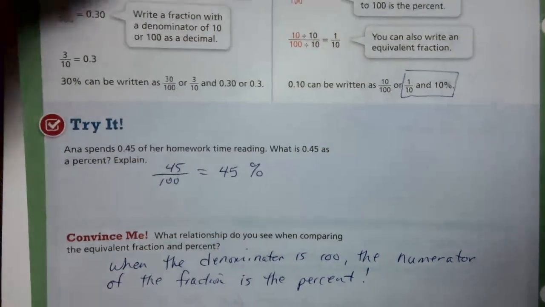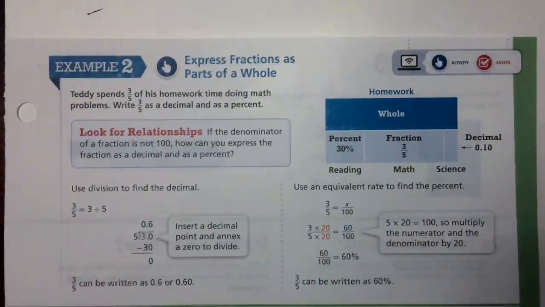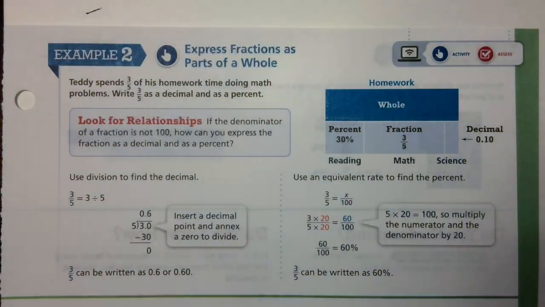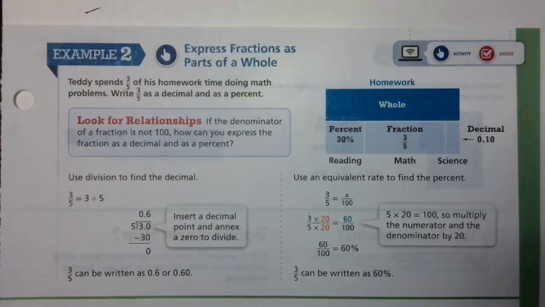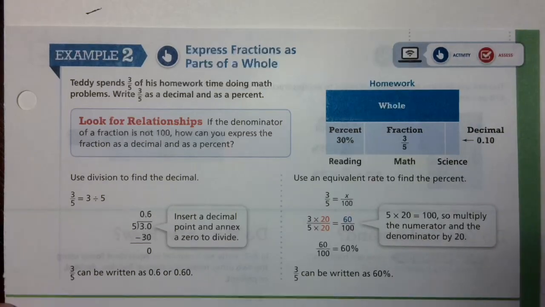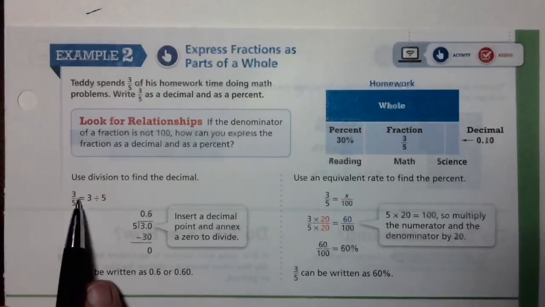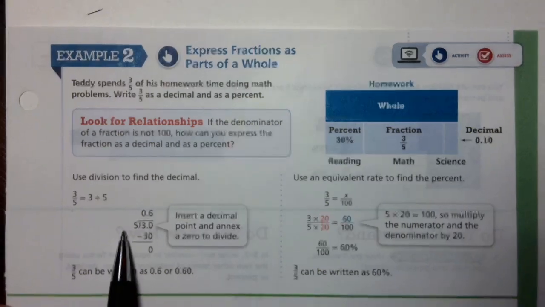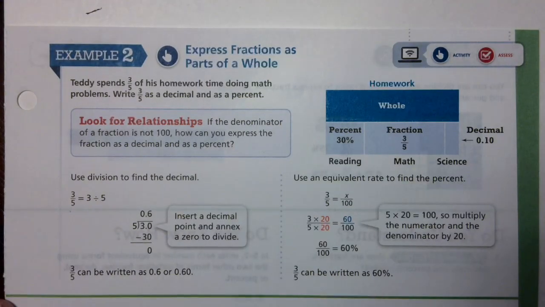All right, let's go to example 2. Express fractions as parts of a whole. Teddy spends 3/5 of his homework time doing math problems. Write 3/5 as a decimal and as a percent. Okay, so we're going to write 3/5 as a decimal. I showed you how to do that earlier. You can do it longhand. You take the 3 and divide it by the 5. If you have a calculator, you can do that real easily and turn it into 6/10.